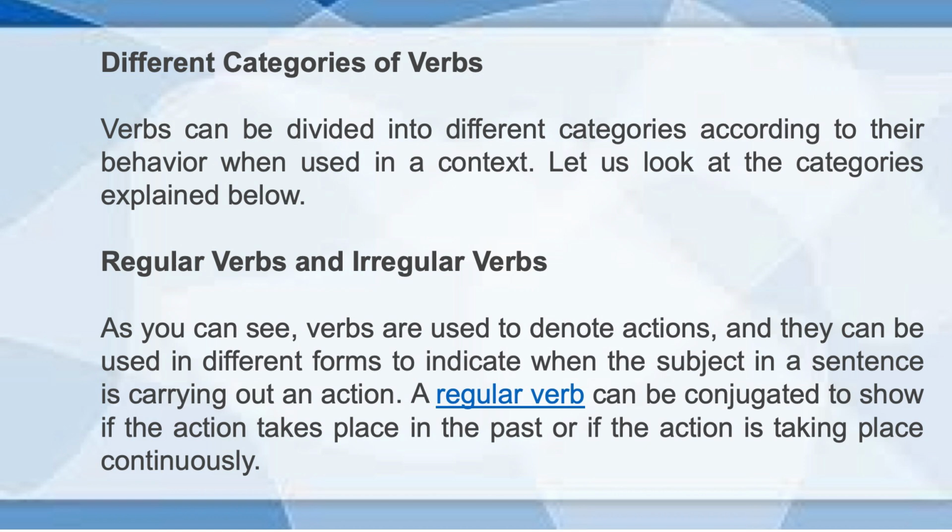We have seen that in the previous slides, and they can be used in a different form as to indicate when the subject in a sentence is carrying out a specific action. A regular verb can be conjugated to show if the action takes place in the past, or if the action is taking place at the current moment, or if the action is continuous in nature.